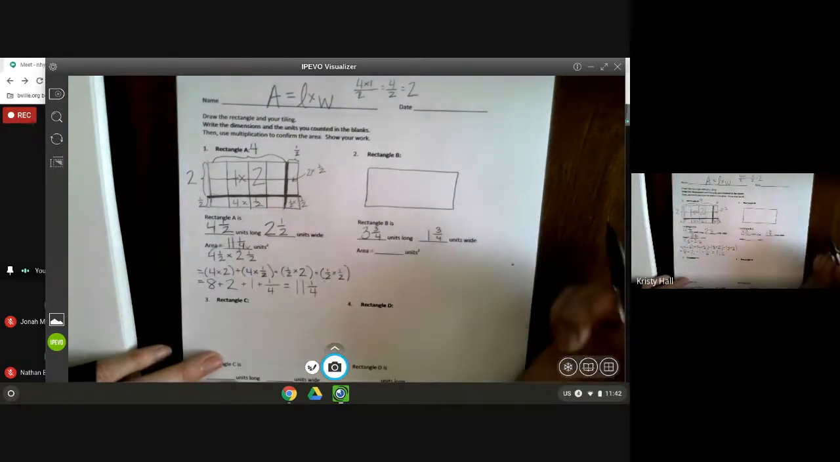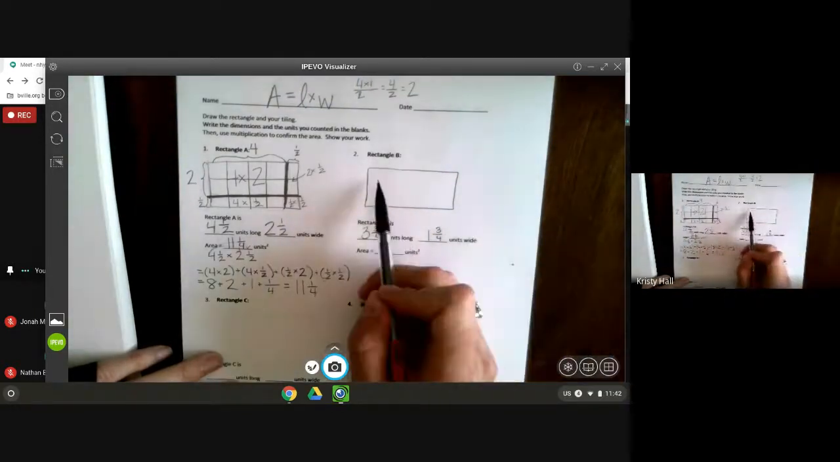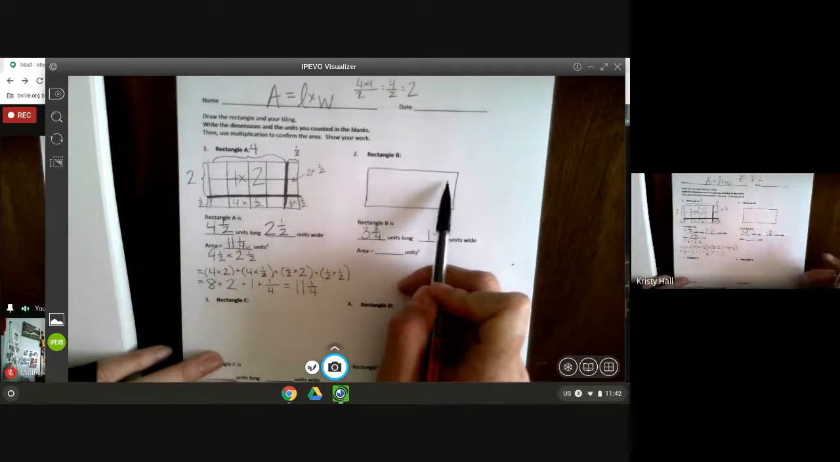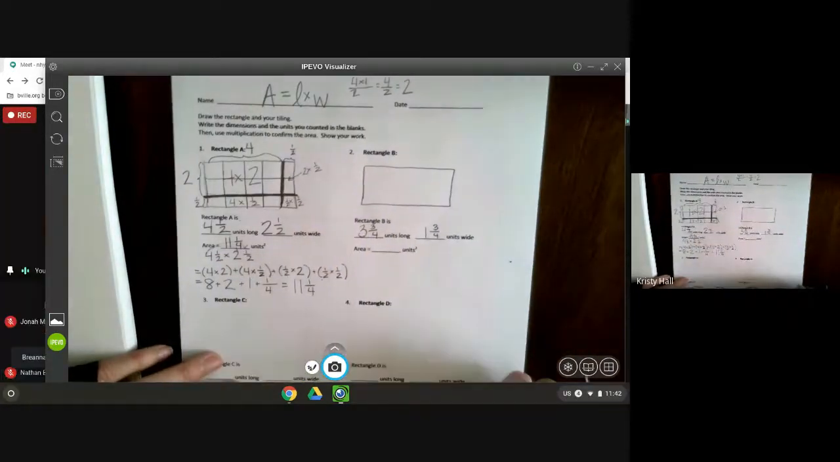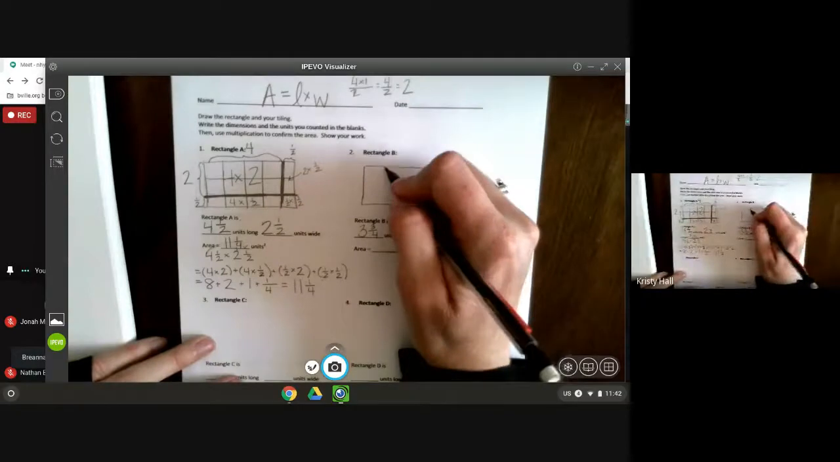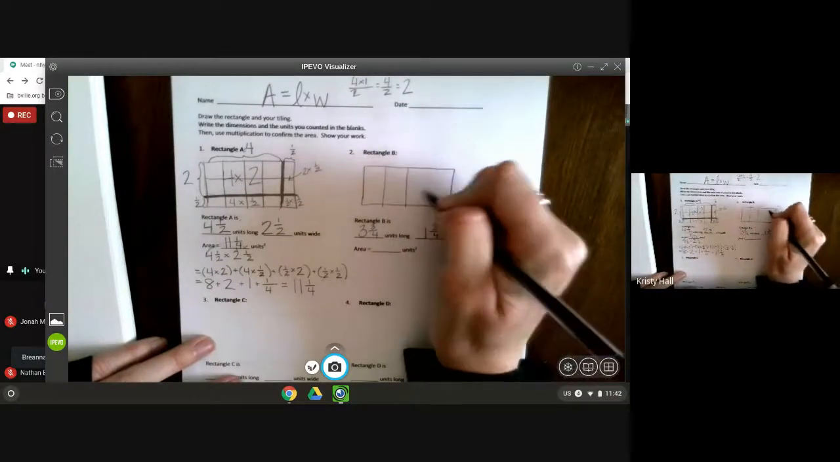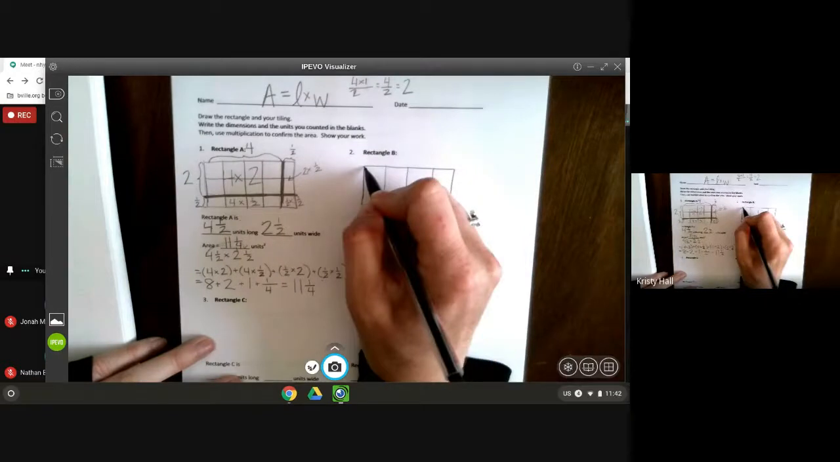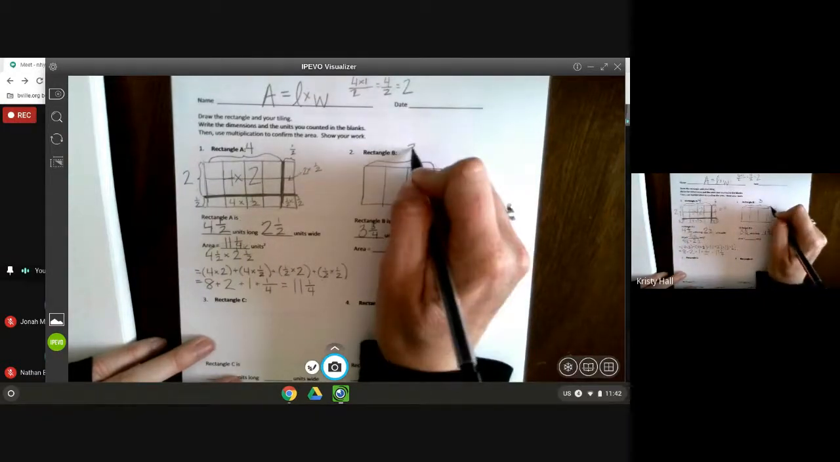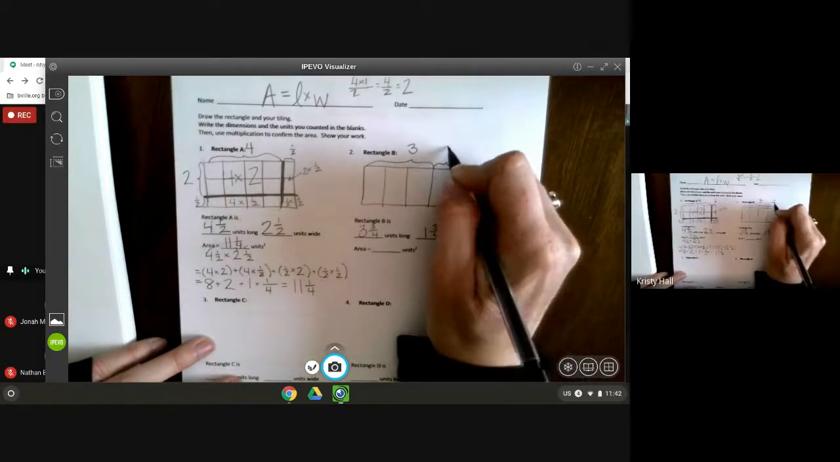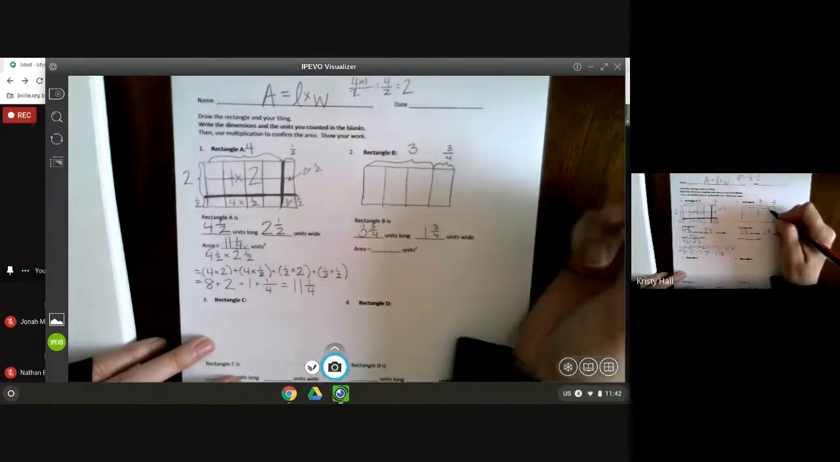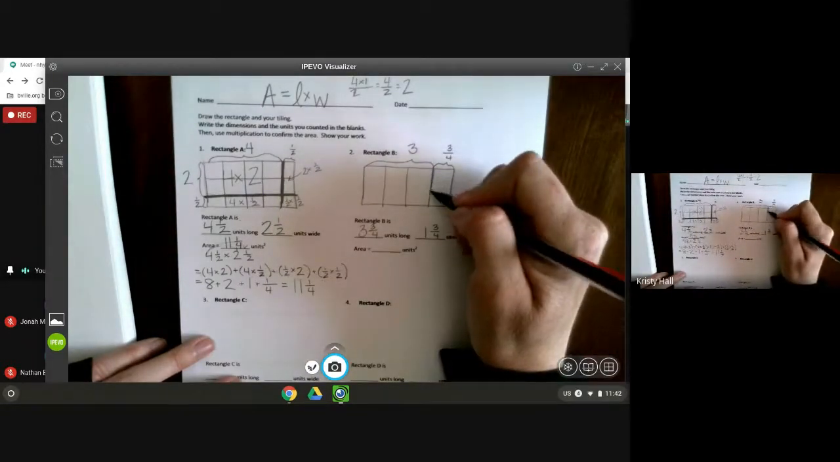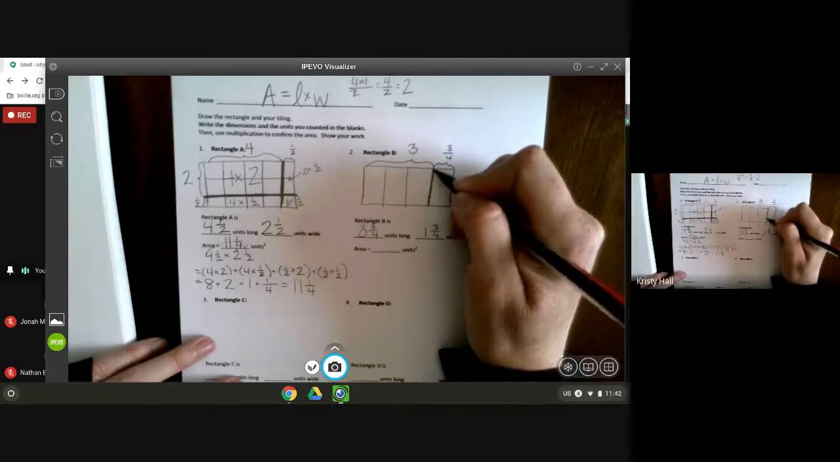Okay, so for the length, I want 3 full-size boxes and then one that's just a little smaller for 3/4. So 1, 2, 3, 3/4. And I want to make sure that I'm separating the whole number from the fraction. And if it helps you, make this line that separates those a little thicker.